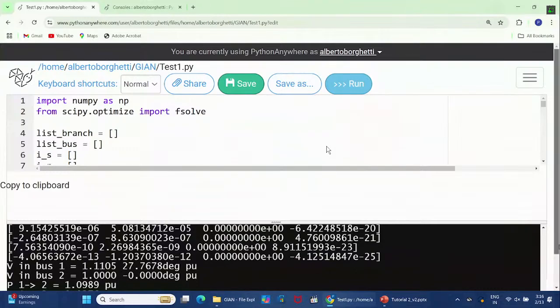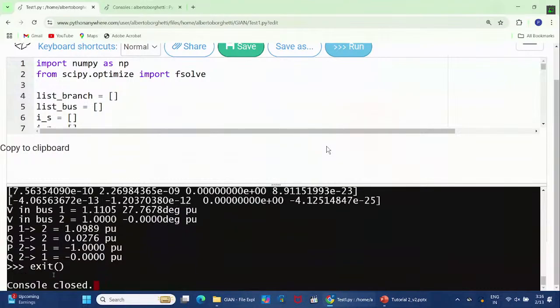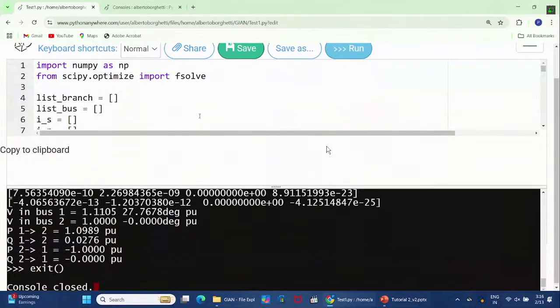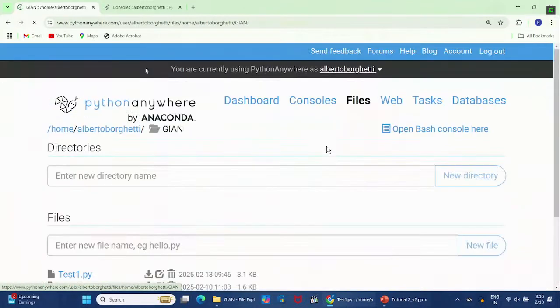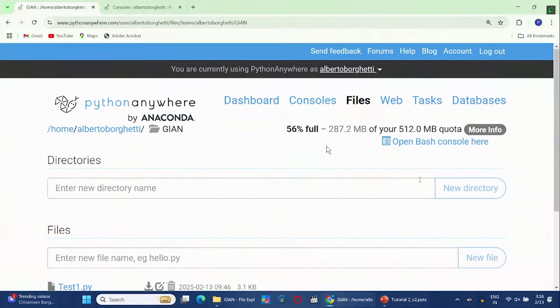I don't know if I'm able here, because exit, open and close a parenthesis, and close the console, and then in the top I can go to the directory, my directory. You see test2. In Python anywhere there is no double, no, make a copy, no. So, but we can do one other thing.